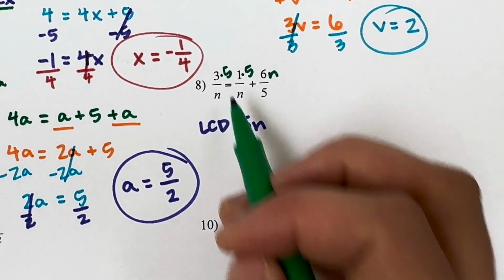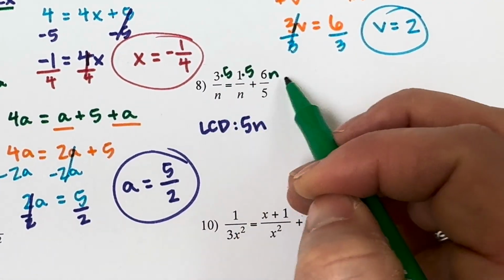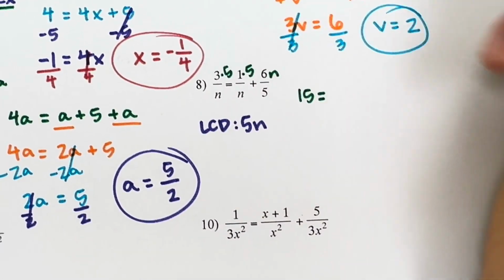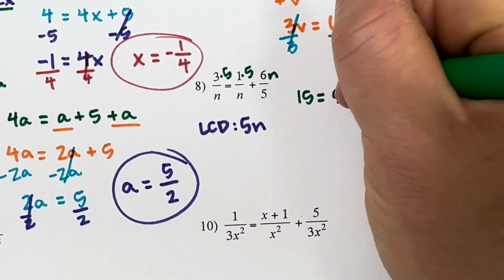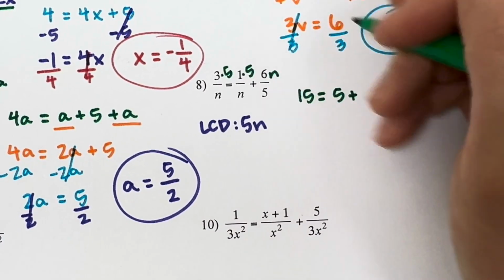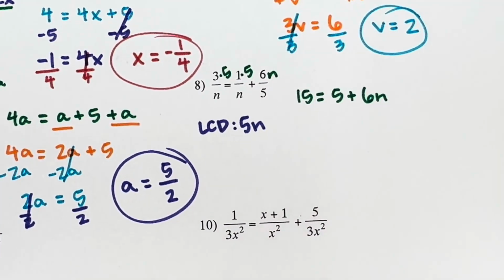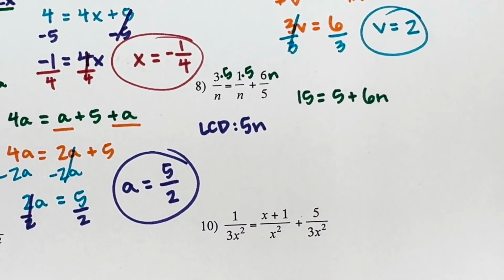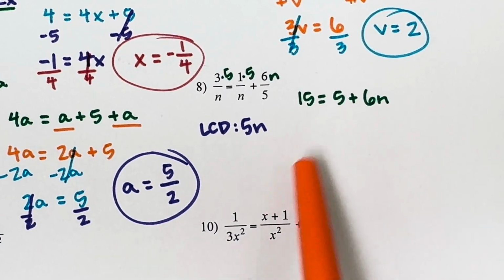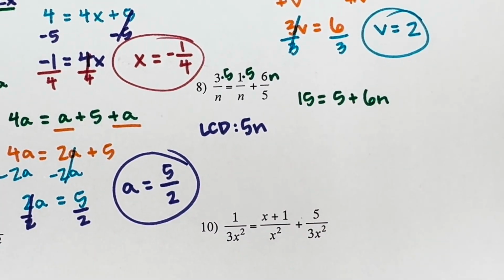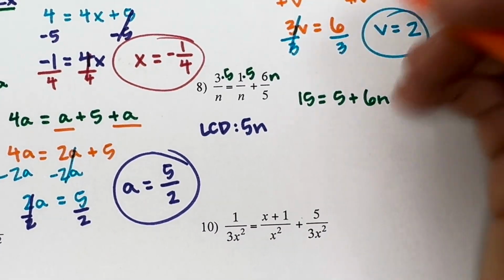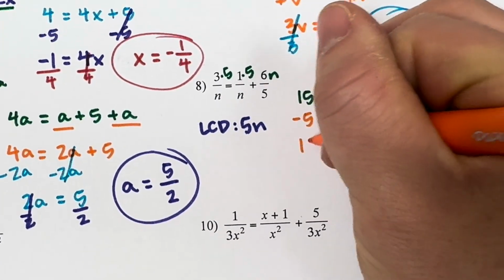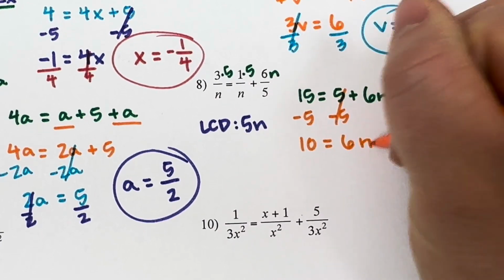Okay, now that I've multiplied the piece that it needs, I'm just going to write out the numerators. So 3 times 5 is going to give me 15, equals 1 times 5 is 5, plus 6 times N, 6N. Okay, this guy, all my N's are on one side. I don't have to combine any like terms here, so I can go ahead and just try and start getting my N all by itself. Do the opposite of a positive 5, subtract 5. 10 equals 6 times N.